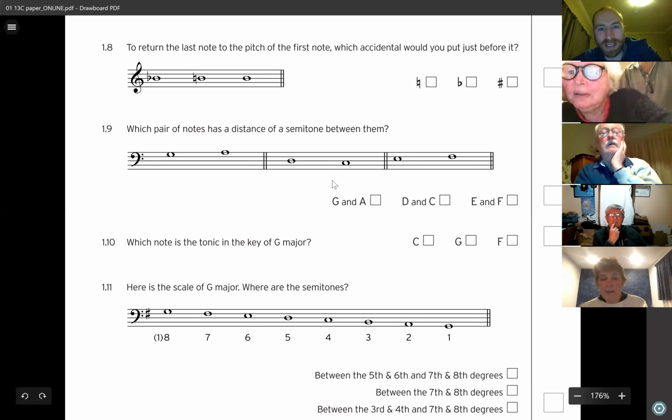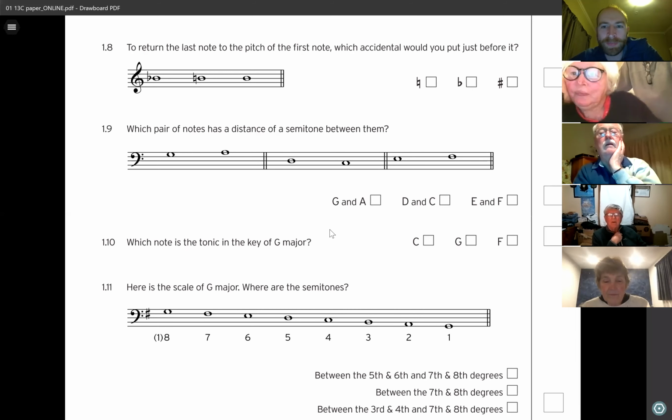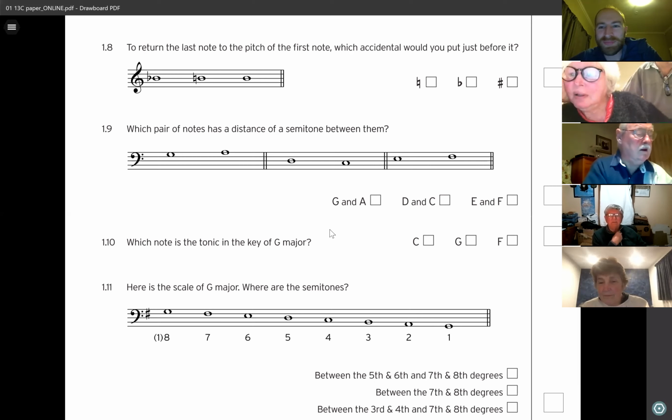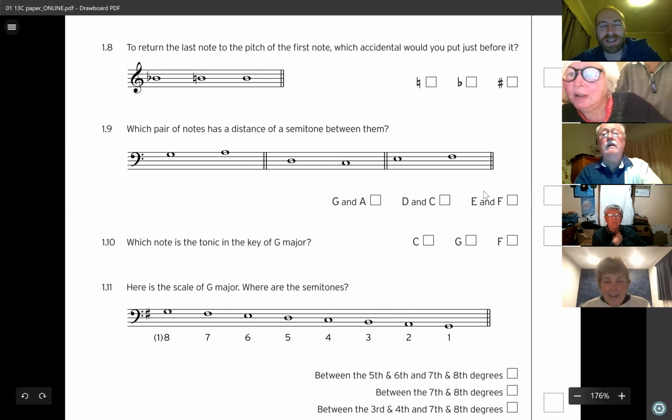So here's G and A, here's D and C, here's E and F. So the question is which of those three is a semitone apart? Well, I don't know. How would I know that without looking at the piano? So I've just got to remember that. What if I've got two hours? I've got time to look at the piano, haven't I? E and F is the correct answer.